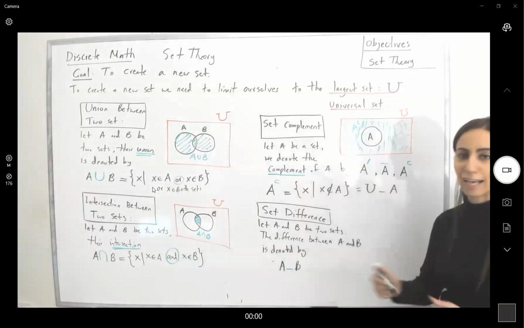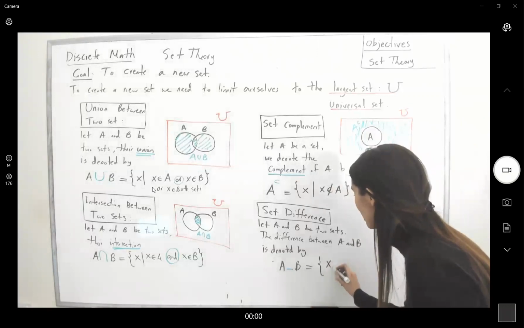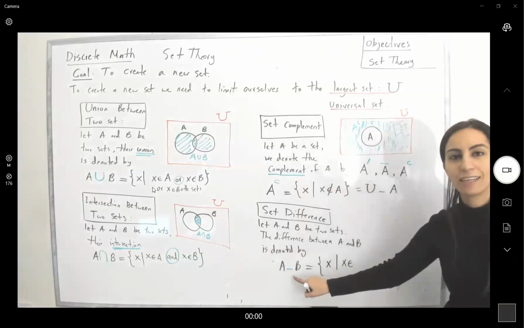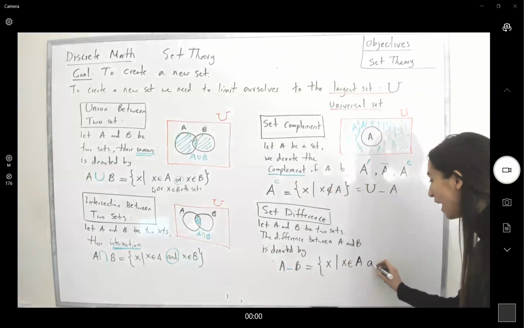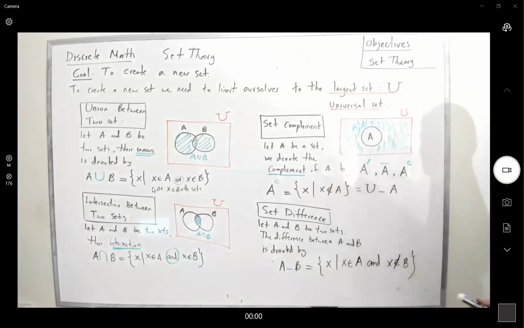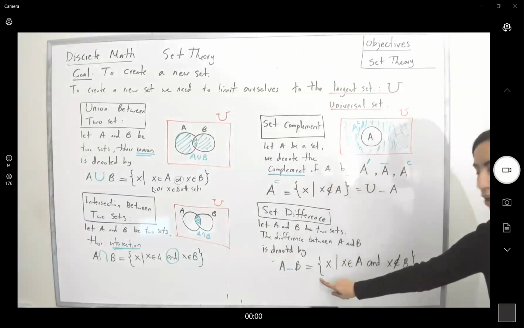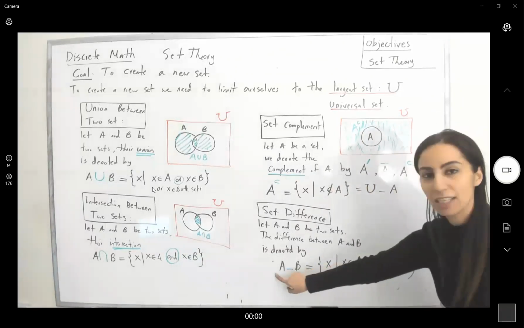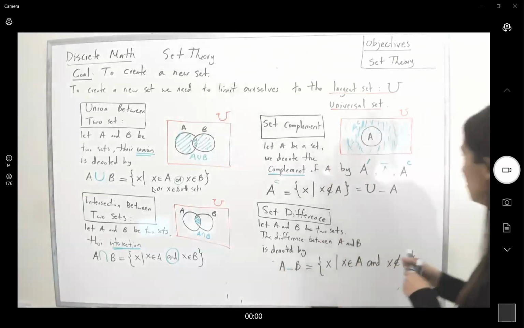And it's defined as all the values such that they are in A, in the first set, not in the second set. X is in A and X is not in B. A minus B, the set of all X values such that X is in the first set but not in the second set. Very well.